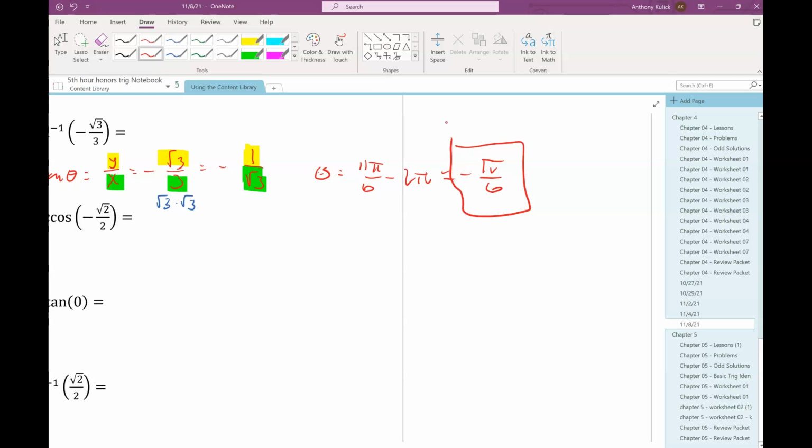Anytime you're finding an answer for sine or tangent inverse in the fourth quadrant, if you're not given a specific range for theta, you're going to have to be subtracting 2 pi when you pull that value from the unit circle. You don't have to worry about that if you're typing it into your calculator, because the calculator will deal with it. But if you're pulling it from the unit circle, you have to remember to do that.